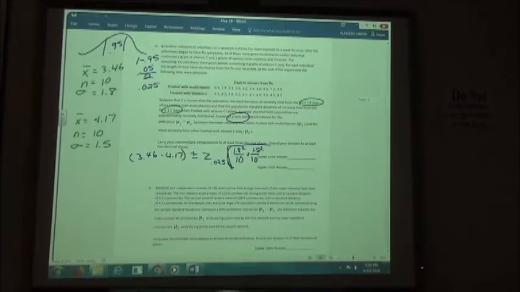So when we put that in, we're going to start with the parentheses. I'm going to put in the 3.46 minus the 4.17. Close our parentheses. Plus or minus, which is right above the 8. There you go. Then you're going to do the z sub, and that's where we use the 0.025. Behind that, just click up a little bit, do the square root.